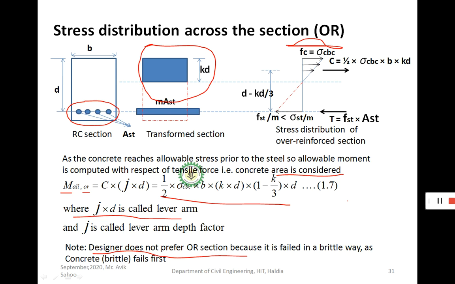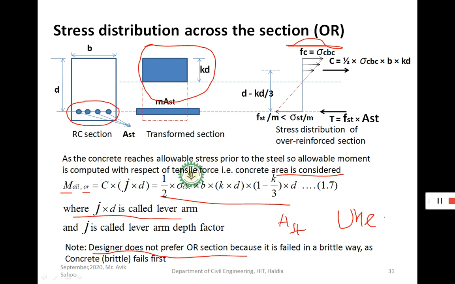So if, due to some reason, the member is overloaded and fails suddenly, we will not get any prior warning, will not get advance warning. So brittle failure will occur. Another thing is, as we use more steel, larger amounts of steel are used, so what happened? The section becomes uneconomic.